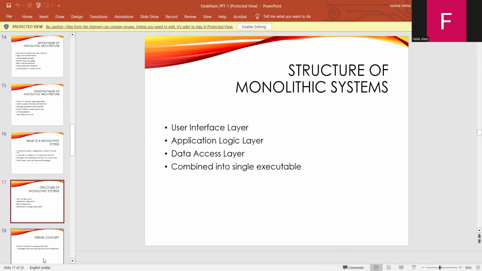The first layer interacts with the system. Second, processes requests. Third, manages storage and retrieval of the data. So all these layers combine and work together in a single program. This is how a task is done in a monolithic system. Now we'll study the kernel concept in the next presentation.